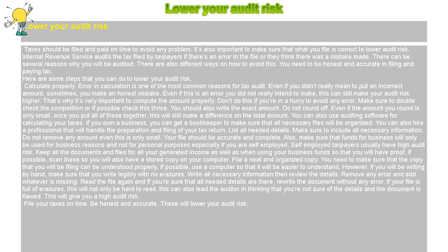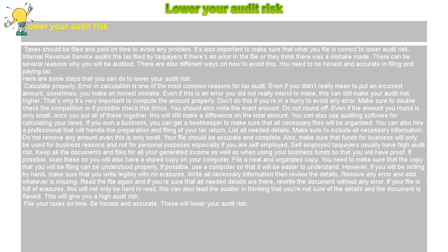Don't do this if you're in a hurry, to avoid any error. Make sure to double-check the computation or, if possible, check it thrice. You should also write the exact amount. Do not round off. Even if the amount you round is only small, once you put all of these together, this will still make a difference on the total amount.